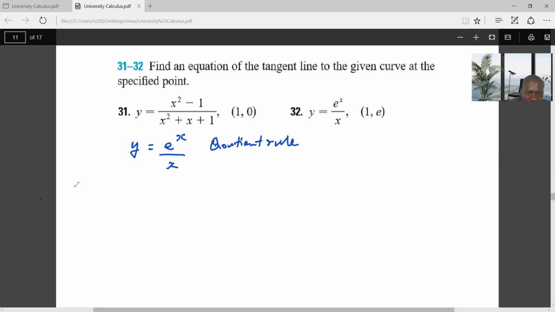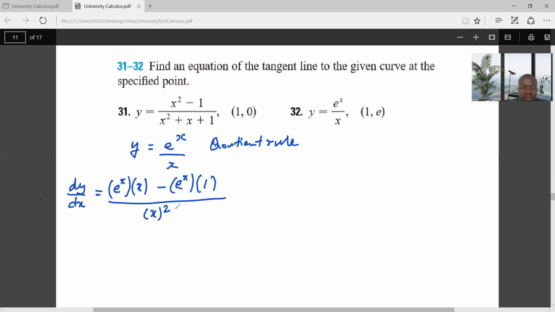So let's do the derivative. What do you do? Differentiate the numerator. Obviously, it's e to the exponent of x. You leave the denominator, which is the x, minus, you leave the numerator, which is e to the x. You differentiate the denominator, which is just 1, over the denominator squared.